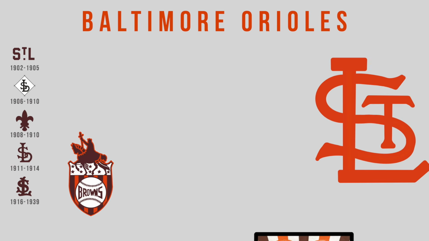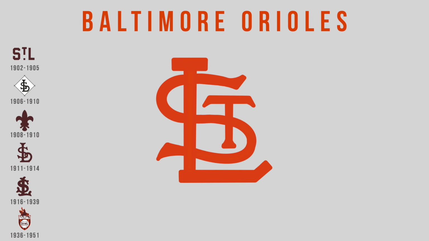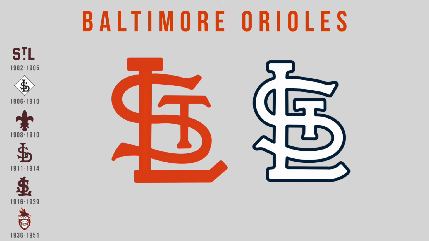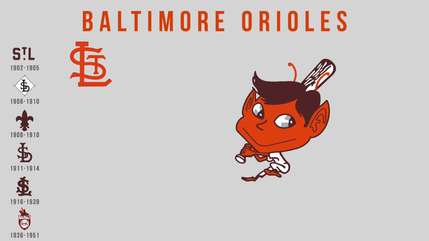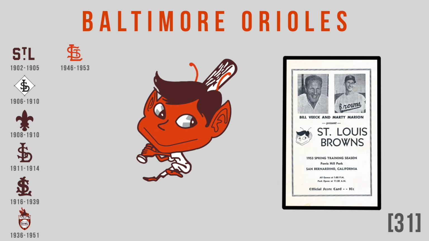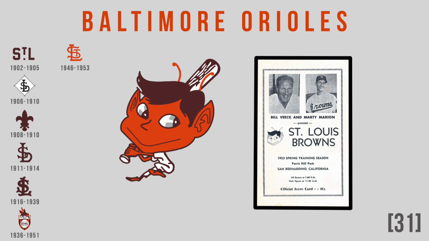In 1946, the intertwined SL on the team's hat was redesigned to an intertwined STL design that looks pretty similar to the current Cardinals' own St. Louis logo. In 1952, for 2 seasons before moving to Baltimore, the team introduced a brownie as their logo. Not the delicious treat, we previously talked about brownies during the Browns section of the NFL logos video. This spirit of Scottish folklore is seen holding a baseball bat ready to swing. You can see a version of this brownie on the spring training program from 1953.